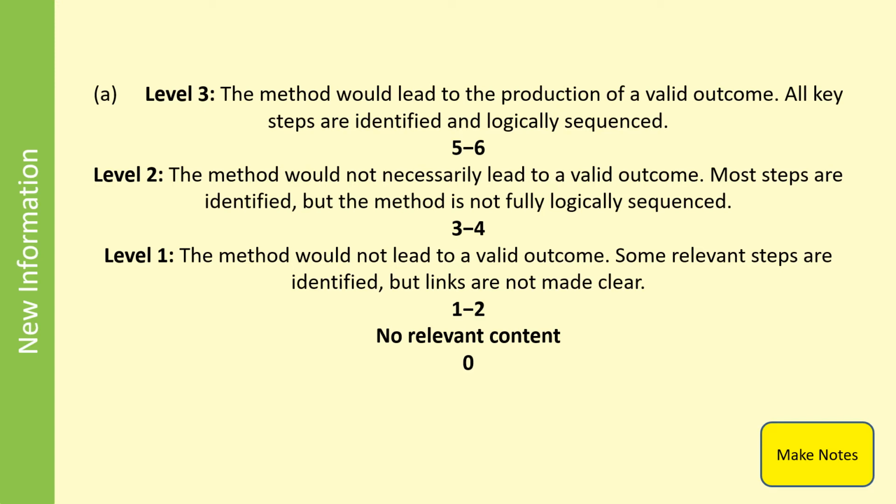A level 2 answer would have got 3 to 4 marks. The method would not necessarily lead to a valid outcome, so it doesn't need to be perfect, but most steps are identified and the method is not fully logically sequenced. So they could have got some steps out of order. Level 3, that would have got you the highest marks, 5 to 6 marks. The method would lead to the production of a valid outcome. All the key steps are identified and they're logically sequenced, which means they're in the correct order.